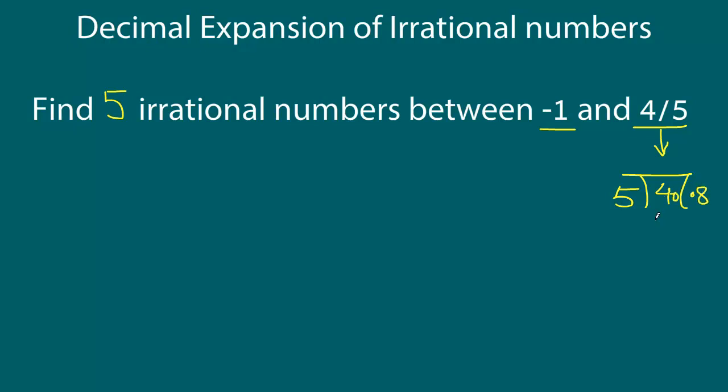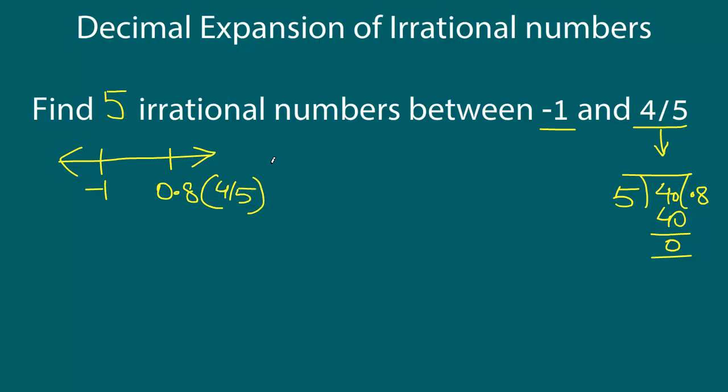0.0, and then it will be 8. The remainder is 0, so 4/5 is 0.8. If we were to draw our imaginary number line, it will look like this. Here are the two numbers: this is -1 and this will be 0.8, which is 4 by 5. Now we have to find 5 irrational numbers in this area.